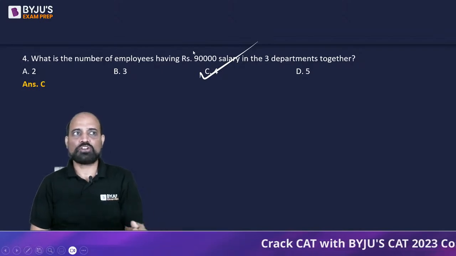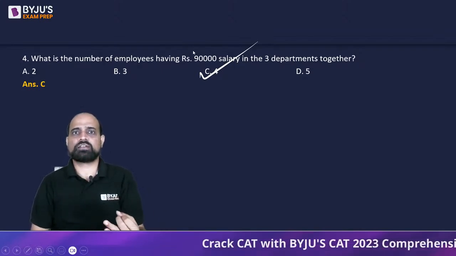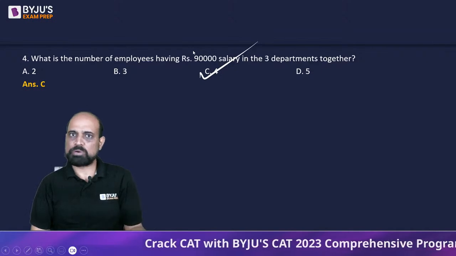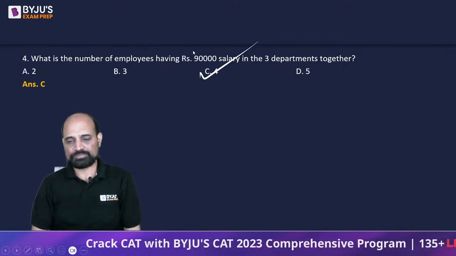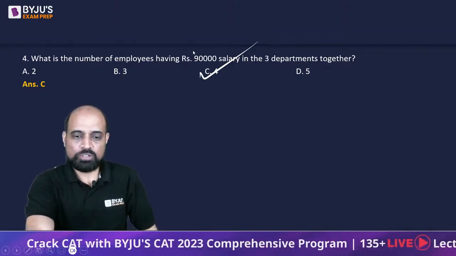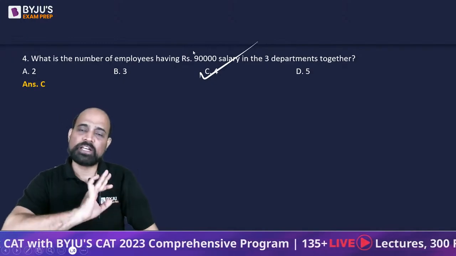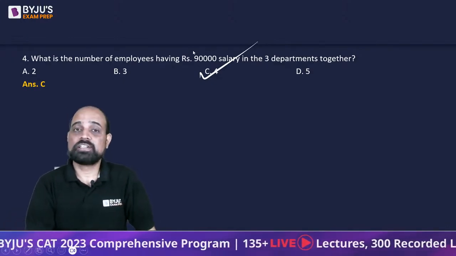Otherwise, for finance and operations, the salary received by which number of employees, they are pretty straightforward. So I hope everybody liked this particular set. This is a very good set, right?